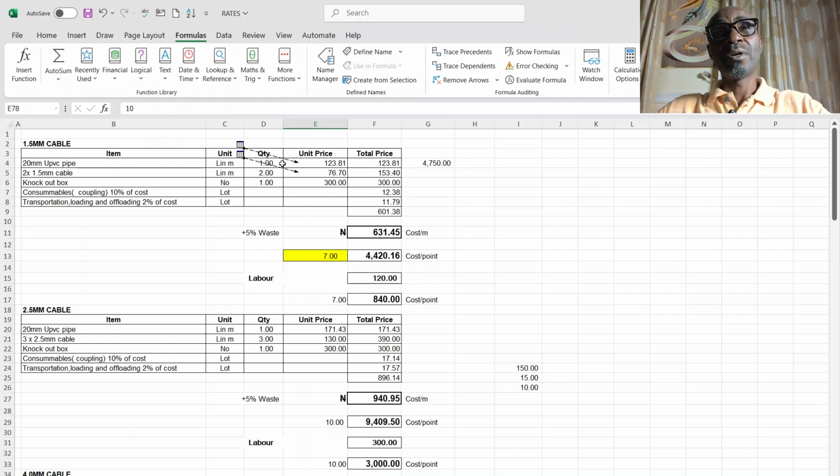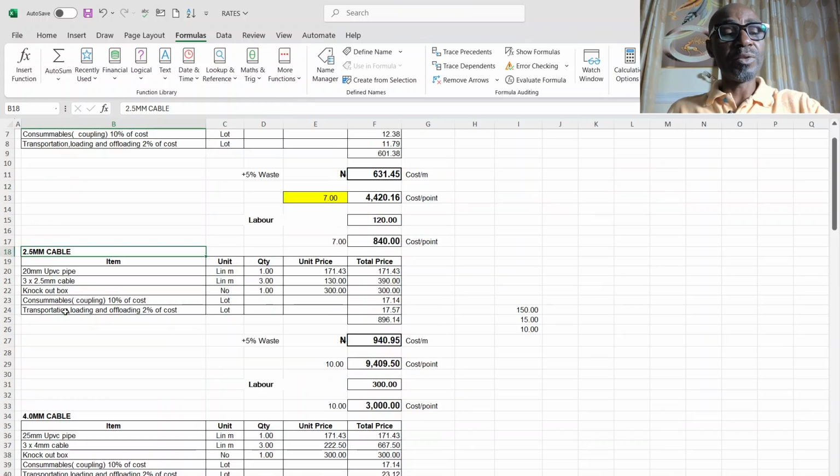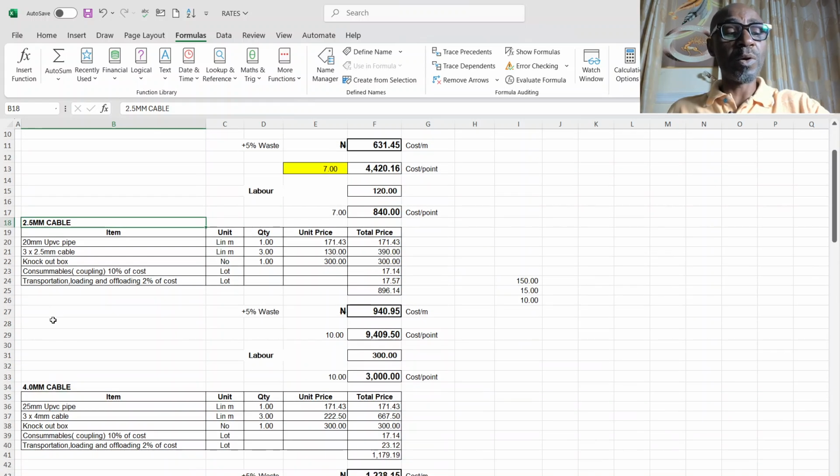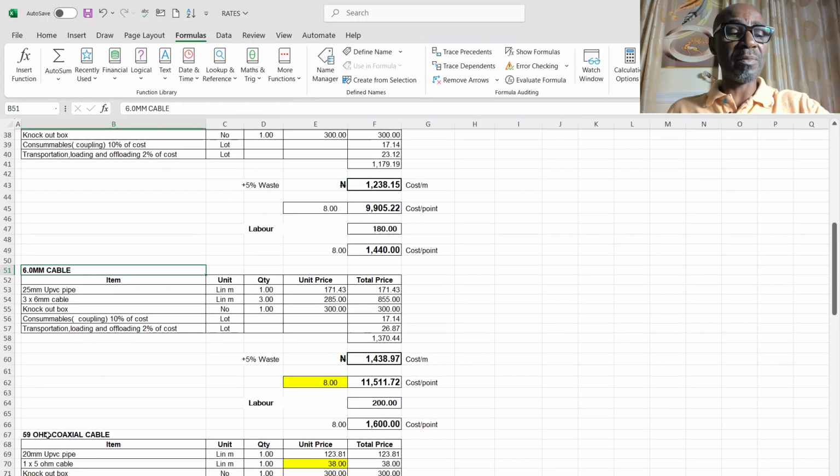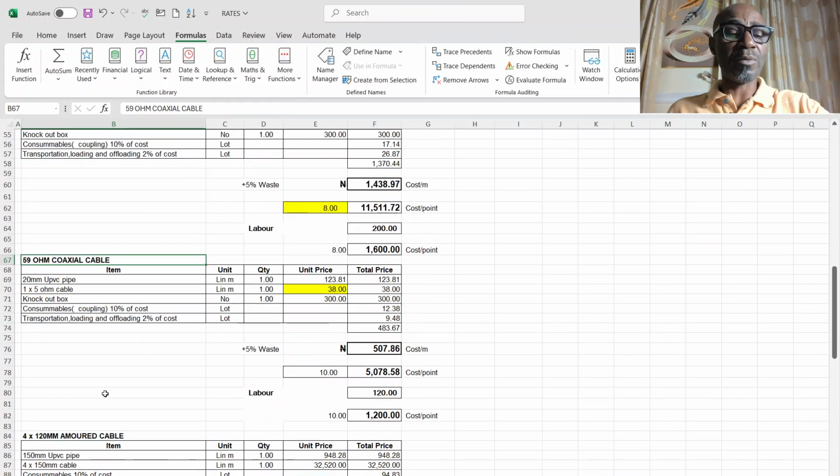And I am going to guide us on how to eventually make it a point. First of all, I will build up my rate in meter. Then we'll go to why it became a point. As you can see here, I have the unit rate for a 1.5, a unit rate for a 2.5, a 4 mm, a 6 mm, and I have a unit rate for a coax cable.